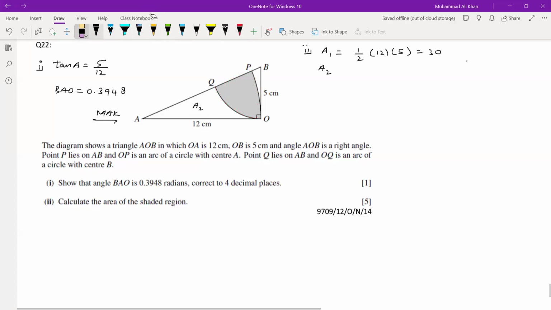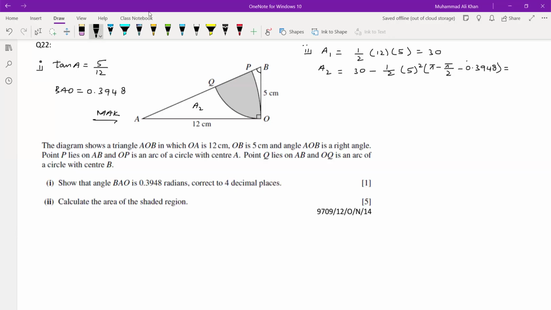So area 2 is the area of the triangle minus the area of the sector BOQ, half r squared theta. And theta is B, but we don't have the value of B. But here we have a right angle triangle. Sum of all angles equals 90 degrees, which means pi by 2 radians. So it will be pi by 2 minus 0.3948. By this we'll get area 2.